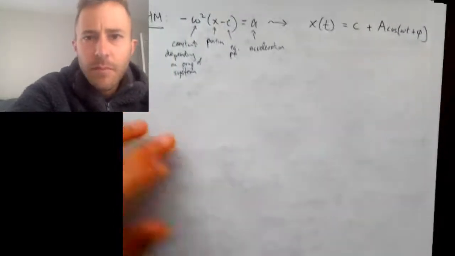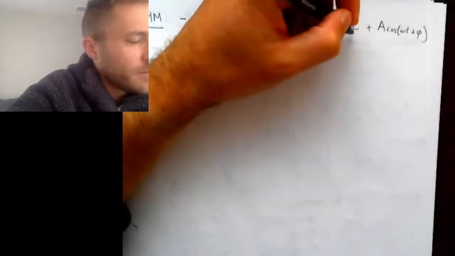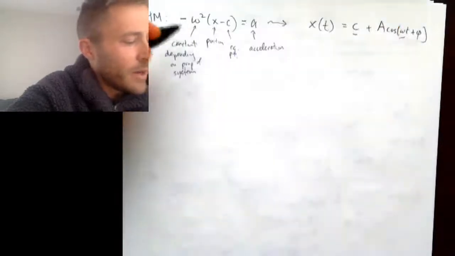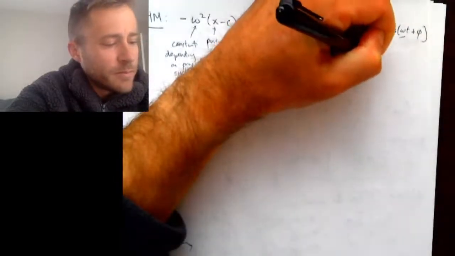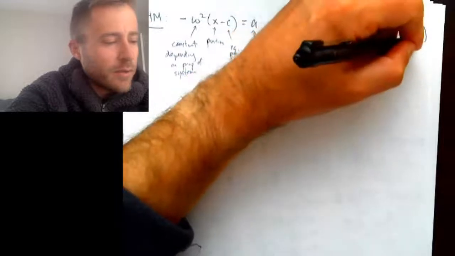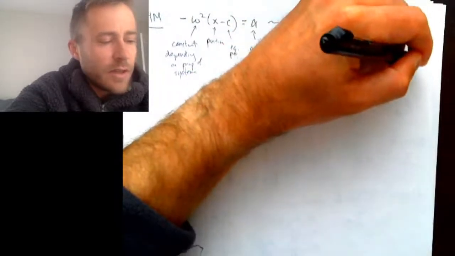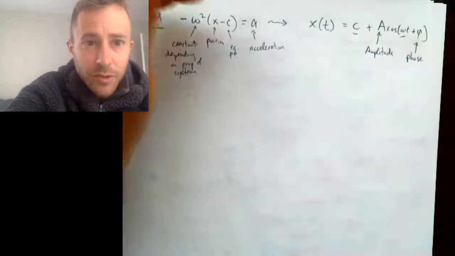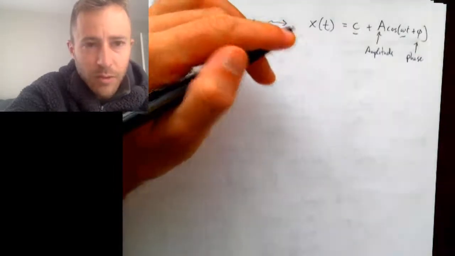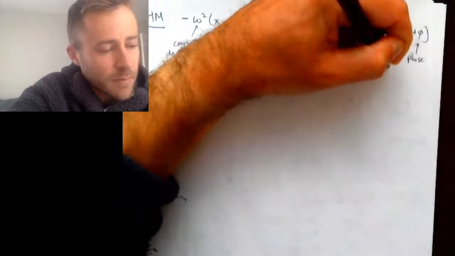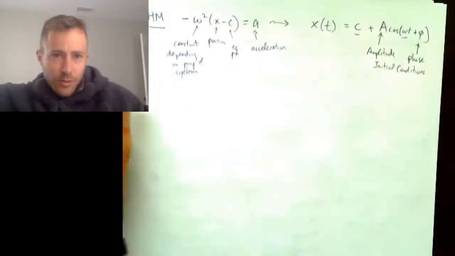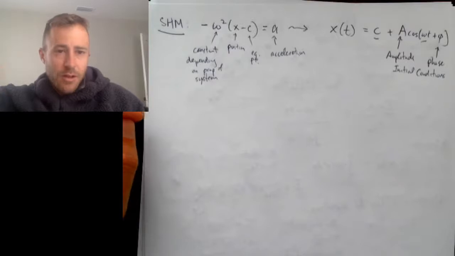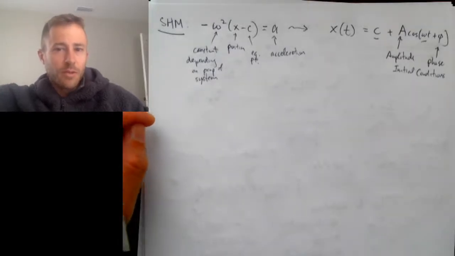Okay, so C and omega are determined by the equation of motion. A, which is called the amplitude, and phi, which is called the phase, depend on how the system is disturbed. They are called initial conditions. So was it given a big disturbance or a little disturbance? When was it disturbed? Etc.